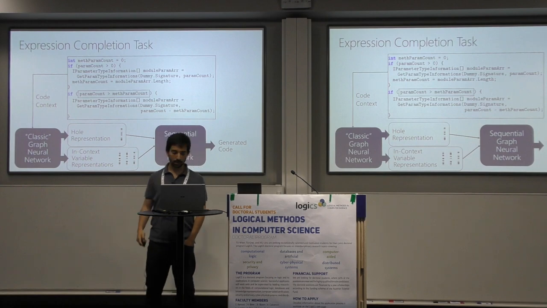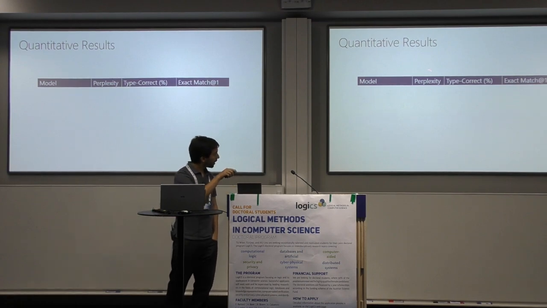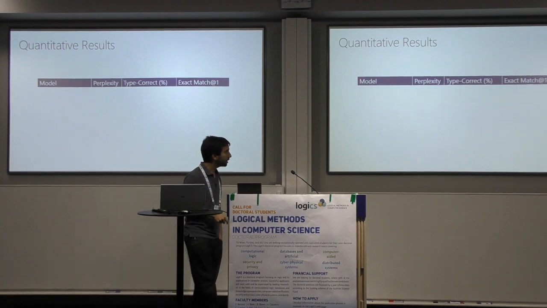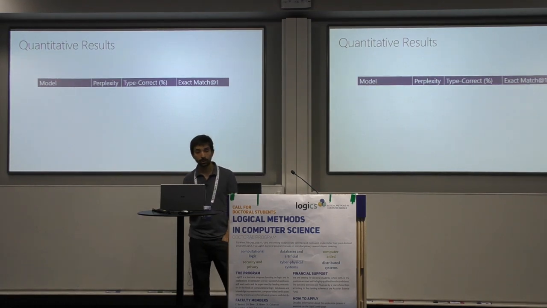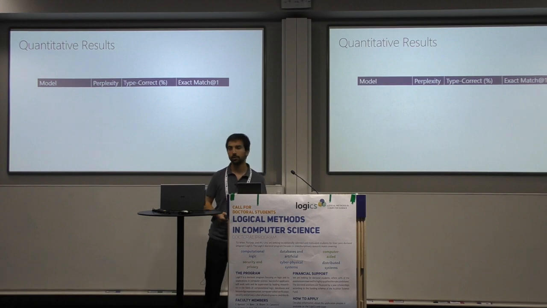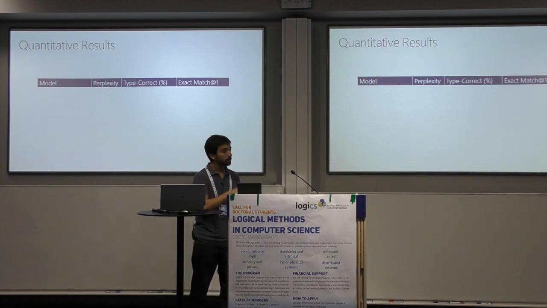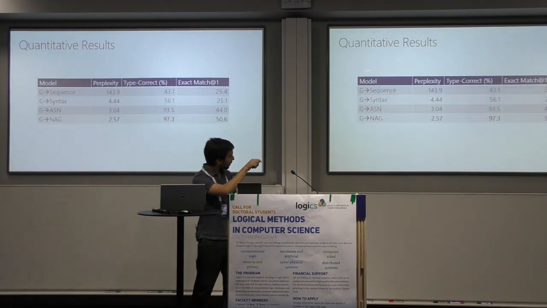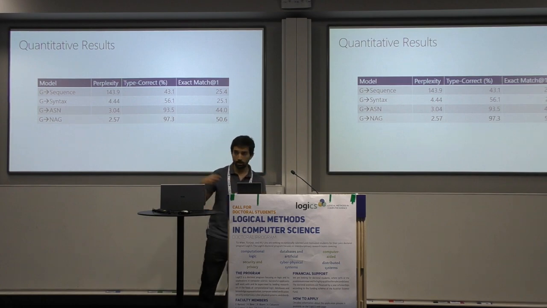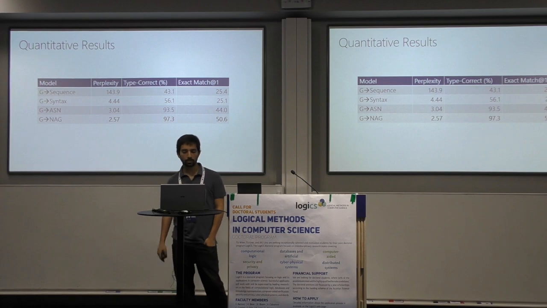So let's look at the results, how this looks. First of all, you can think of this as a language model, so you can compute perplexity. You can ask how many of these expressions are actually type correct, like if you're filling in an if condition, it must be a Boolean, not any other kind of expression. And what percent of those have an exact match. So if we start with our encoding as a graph and we just generate a sequence without any notion of variables, that really doesn't work well.